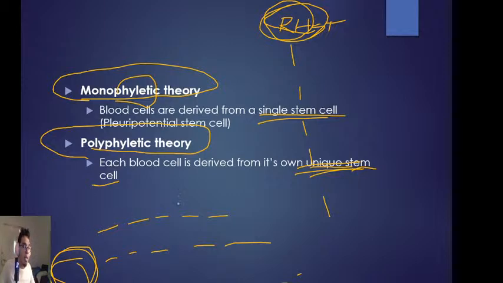So it can be classified as either RBC, WBC, or megakaryocytes. Okay? So cool? Do you understand the difference between the monophyletic theory and the polyphyletic theory? All right? You guys understand? Mayra? Charisse? All right? So walang nagsalita, so we can move on.